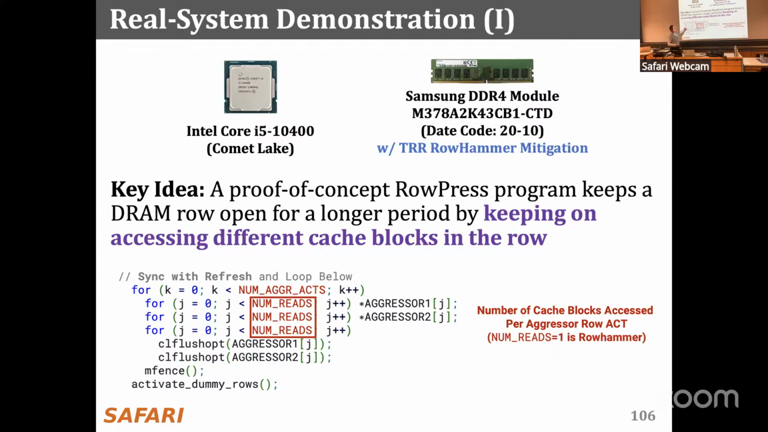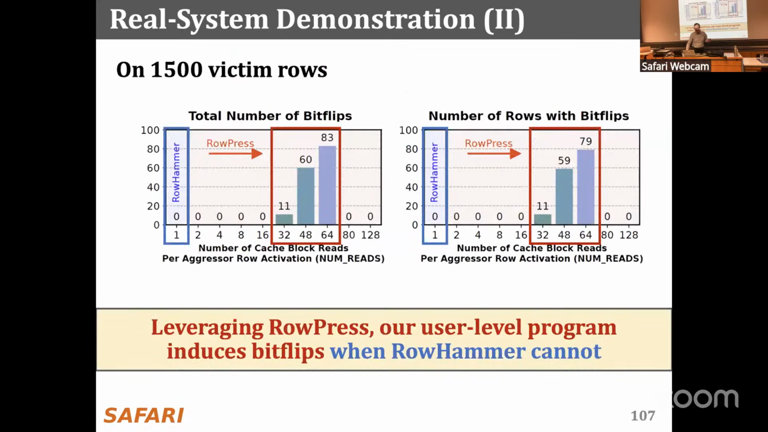So existing memory controllers try to exploit row buffer locality. If there's an access to the same row, they don't close the row. They try to service those accesses that go to the same row, because closing the row and reopening it is expensive. So they try to maximize row buffer locality. And we've seen that actually, if you do this, at some point you start getting bit flips. These are the number of cache blocks per aggressor row activation. And if that number is larger, you get bit flips.